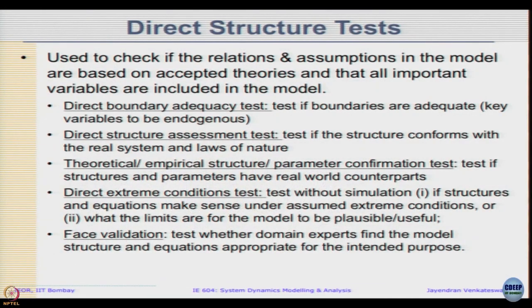First, the direct boundary adequacy test: test if boundaries are adequate, that is, all the important variables are endogenous. So, if your system has no controlling parameters, nothing for you to control, then you have attributed all the problems to something external on which you have no control. That means you cannot improve the system unless externally somehow that system changes for the better to affect you. So, that cannot be the reason, right?